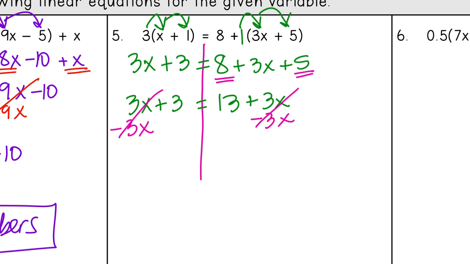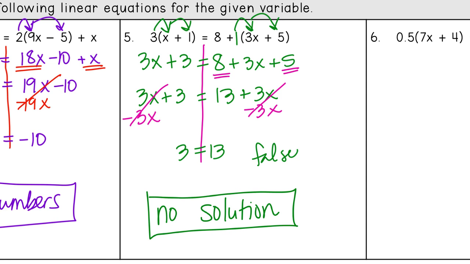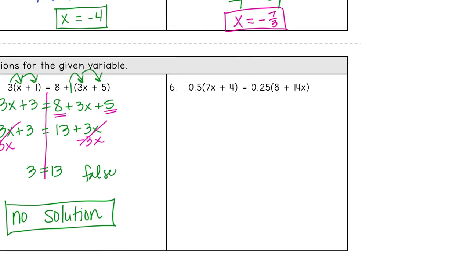And I'm left with 3 equals 13. Well, that's not true. Those are totally different numbers. So when you get a false statement, your official answer is that this equation has no solution. There's no number out there that will ever make that true. Okay, and then last one.